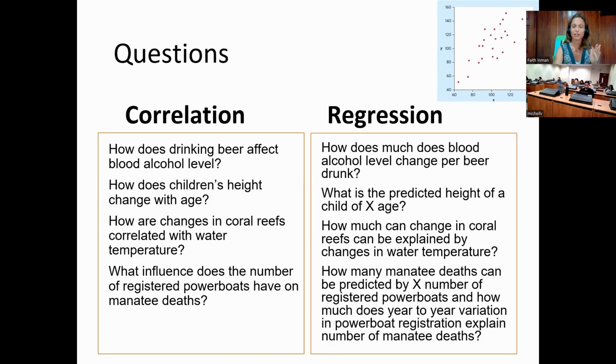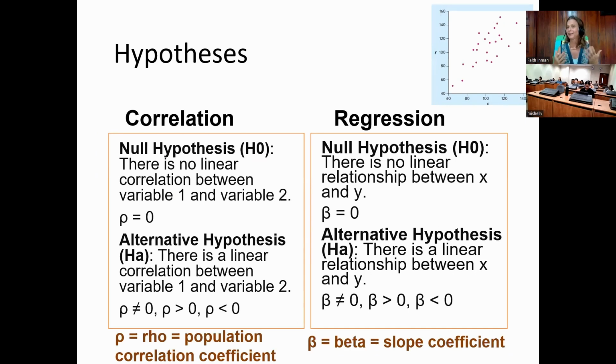If we look at some of the questions we were looking at, how does drinking beer affect blood alcohol level? Well, there's an obvious X, right? Drinking beer probably affects blood alcohol level. But does blood alcohol level affect drinking beer? Probably not. How does children's height change with age? Well, you almost could switch those axes, right? But for the other ones, no. Obviously, the changes in coral reefs don't affect water temperature, but water temperature probably affects changes in coral reefs. So depending on the data and the question, you might think that a correlation would make more sense.